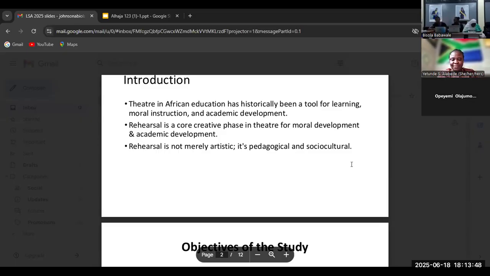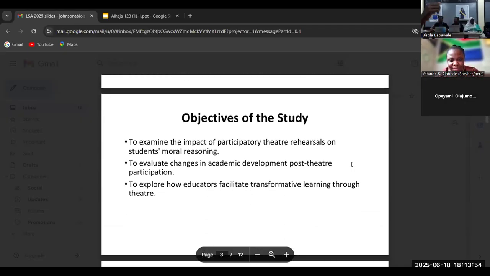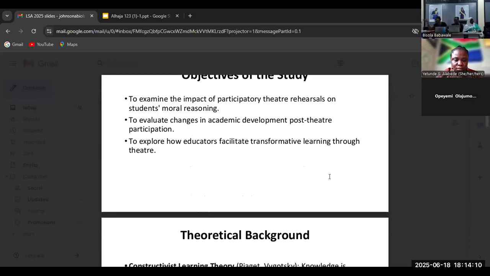So what are the objectives of this study? Number one is to examine the impact of participatory theater rehearsals on students' moral reasoning. Secondly, to evaluate the changes in academic development through theater participation, and thirdly, to explore how educators transmit learning through theater.